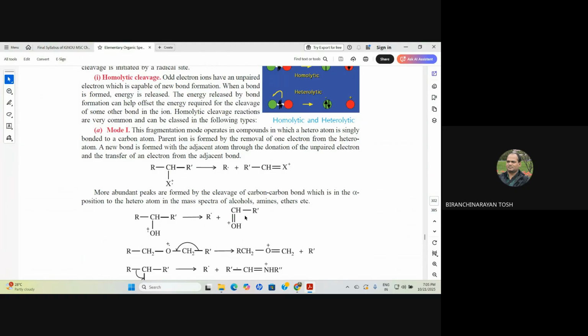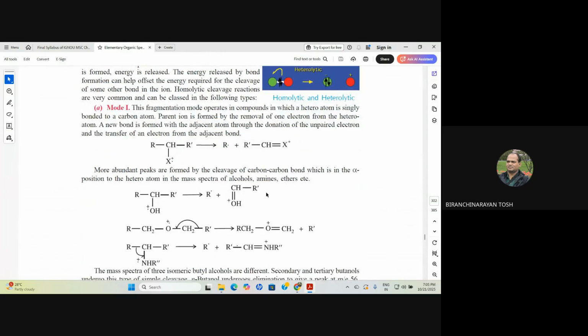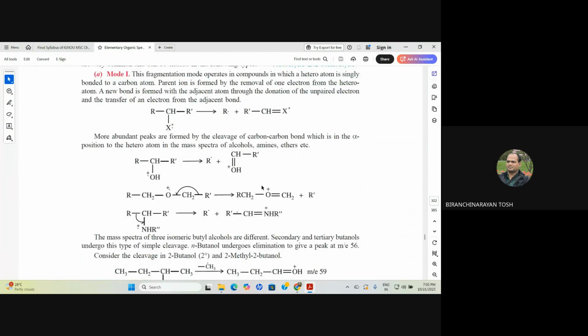More abundant peaks are formed by cleavage of the carbon-carbon bond which is in the alpha position to the heteroatom in the mass spectra of alcohol, amine, ether, etc. In the same way, the R dot will be removed, and with removal of R dot you will get the base peak of this one.